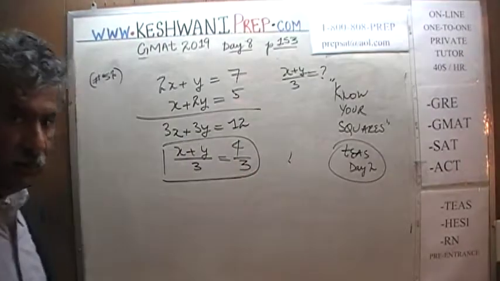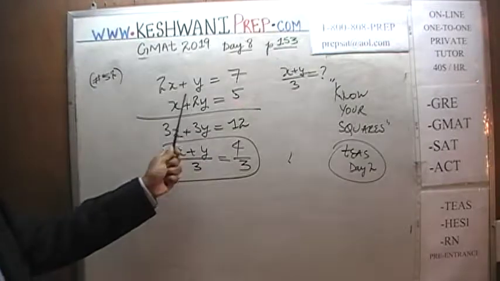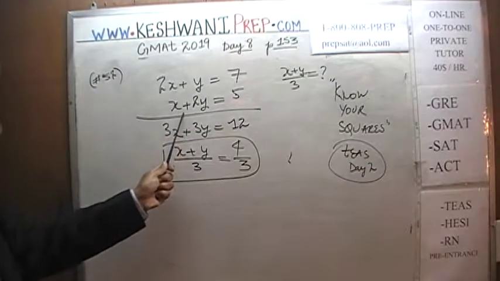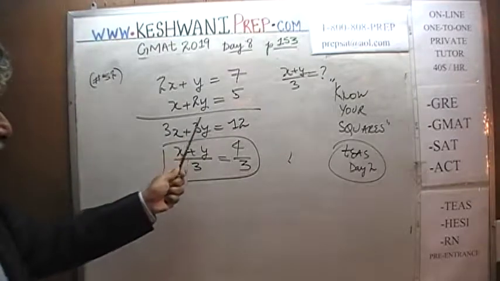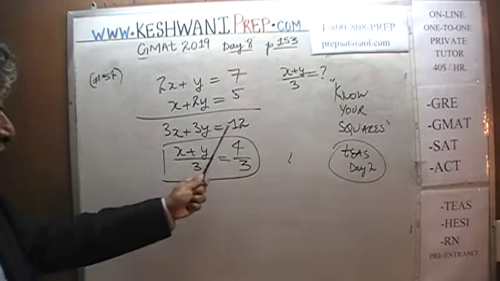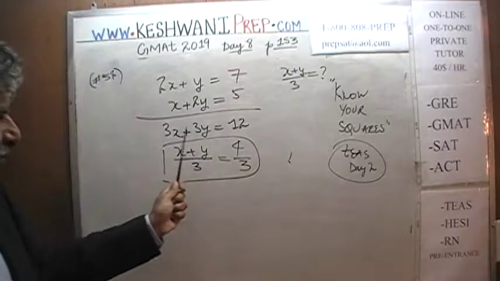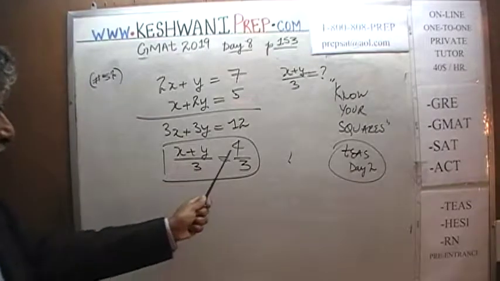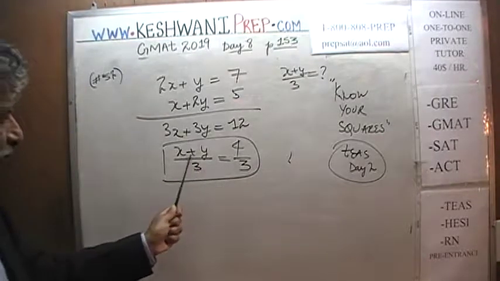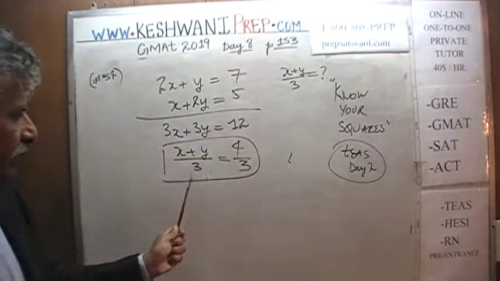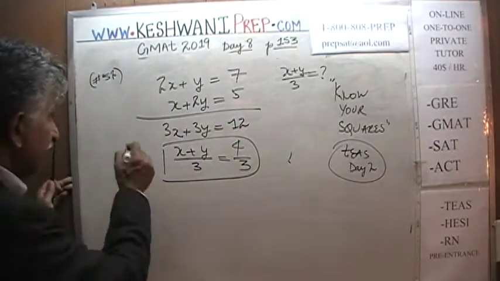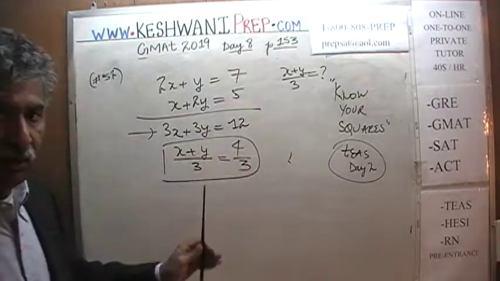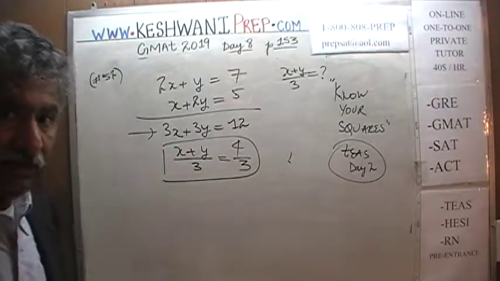One more time. How do we do it? We'll simply add up the two equations. When we add up the two equations, we get 2x plus x is equal to 3x. y plus 2y is equal to 3y, so 3x plus 3y equals 12. If we divide both sides by 3, we get x plus y equals 4. But we don't want x plus y, we want x plus y divided by 3, so then divide again by 3. In other words, we're dividing the entire equation by 3 twice.